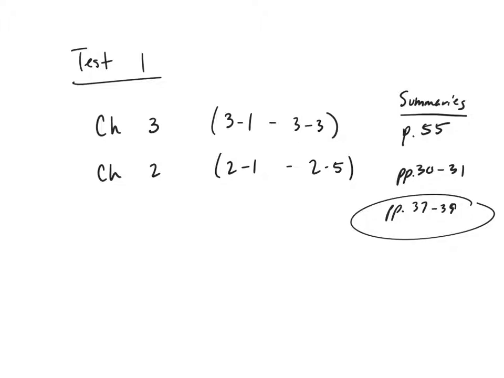The same thing goes for chapter 3. At the end of chapter 3, you're going to have the additional problems, which start with problem number 45, and that's pages 59 through 61. Again, I'm using the Walker text. You could use other texts to look at sample problems as well.